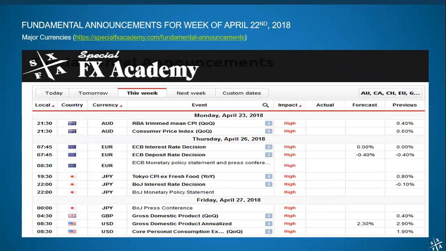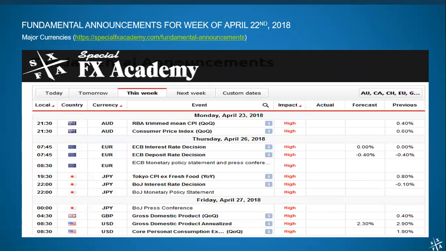We start Monday evening or Monday night with the Reserve Bank of Australia giving out their consumer price index results quarter over quarter. Not expected to have any significant impact. We move on to Thursday, so we have nothing going on Tuesday or Wednesday. We skip directly to Thursday, where we have the interest rate decision out of the European community. It is not expected to change.